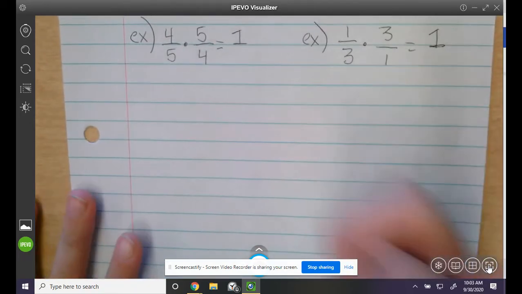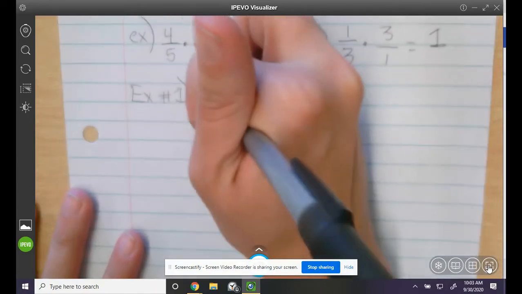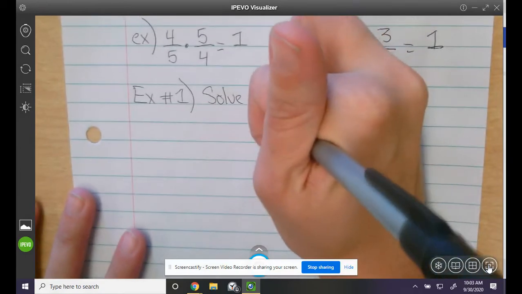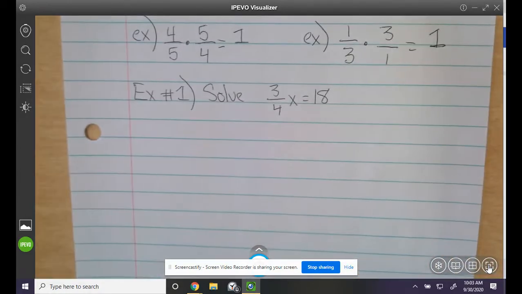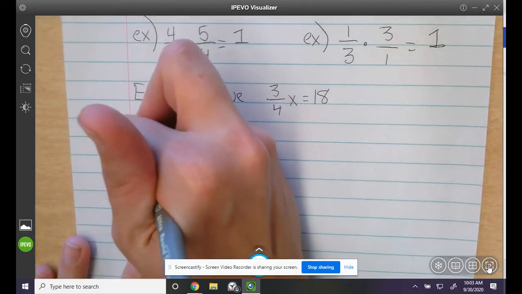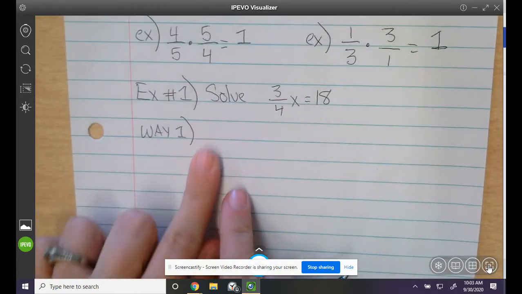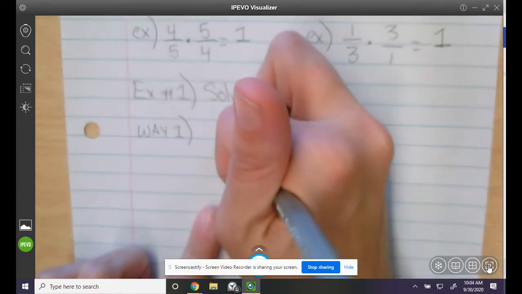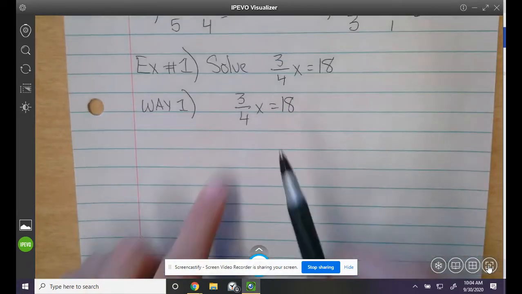All right, so example 1. Solve 3/4 x equals 18. We're going to do this 2 different ways. On your homework, I don't care which way you do it, but on the notes, we're going to do it both ways just so we can get practice both ways. Way number 1, leave a little bit of space right here and write 3/4 x equals 18.